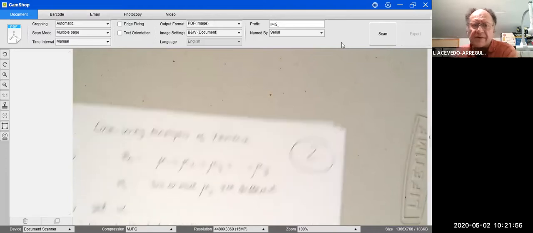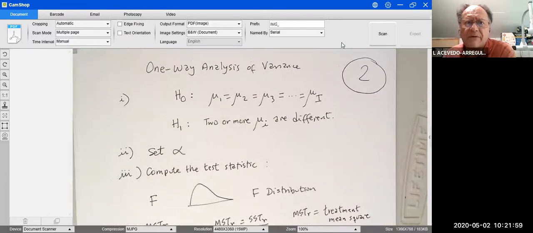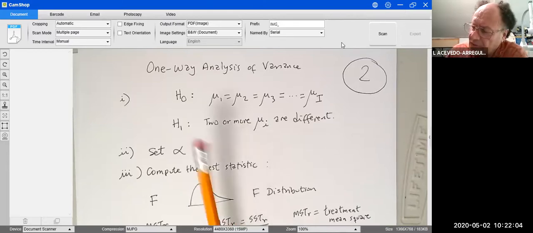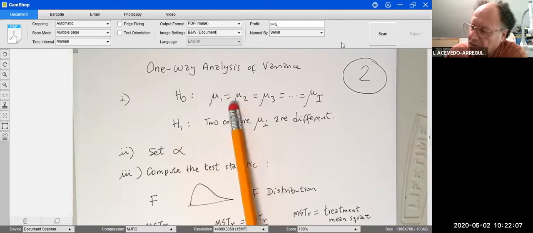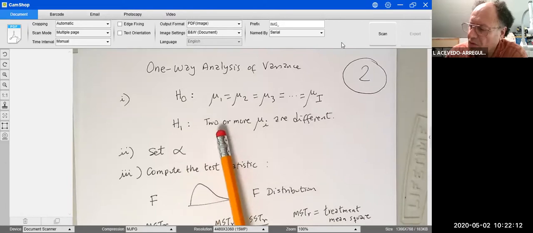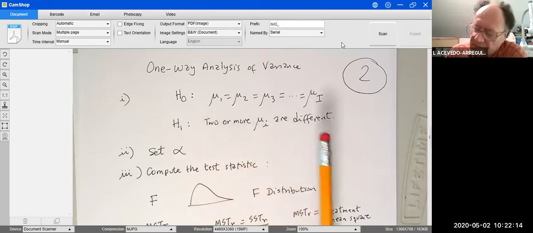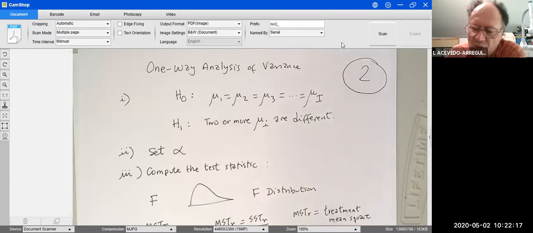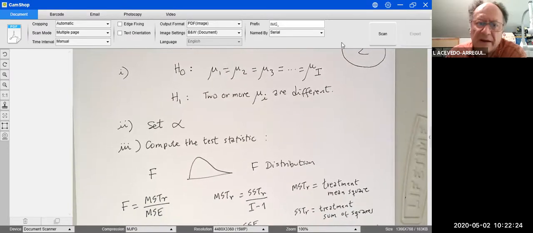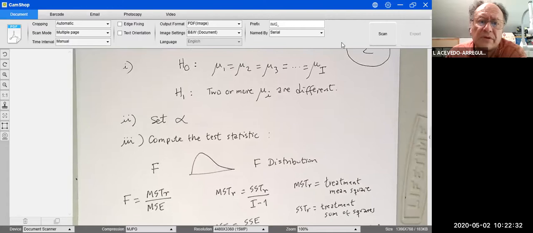The summary is here. For us to conduct a one-way analysis of variance, as I mentioned before, we're going to set the null, which is just that all the mu's are the same, versus the alternative that two or more mu's are different. That is the same as saying that at least one of the samples is coming from a different population. Then we're going to set the significance level alpha, usually 0.05, unless something else is indicated in the problem. Then we're going to compute the test statistic.